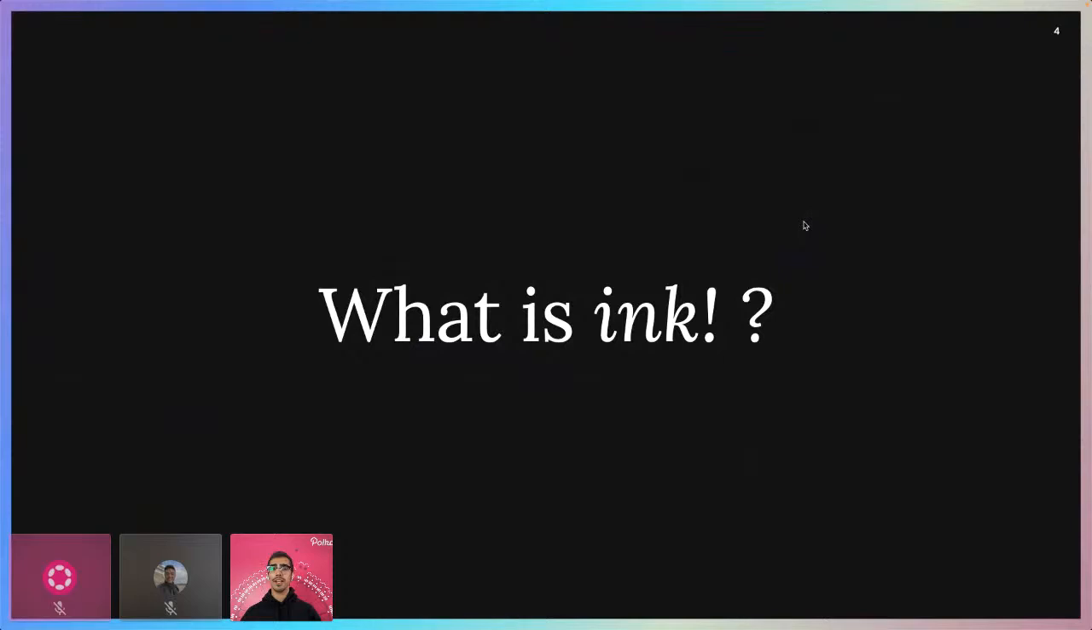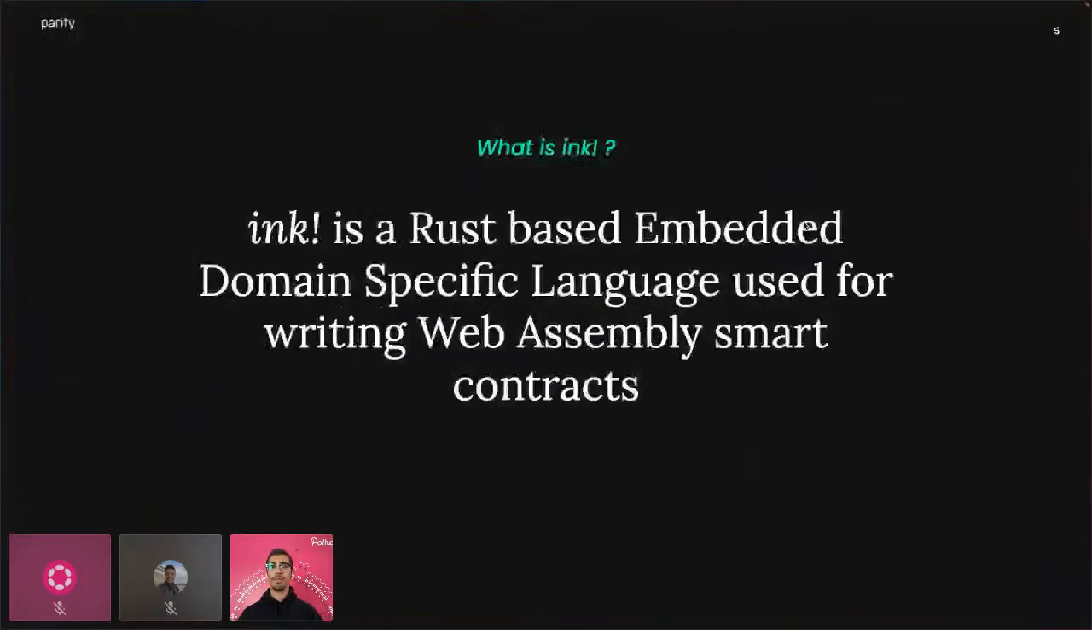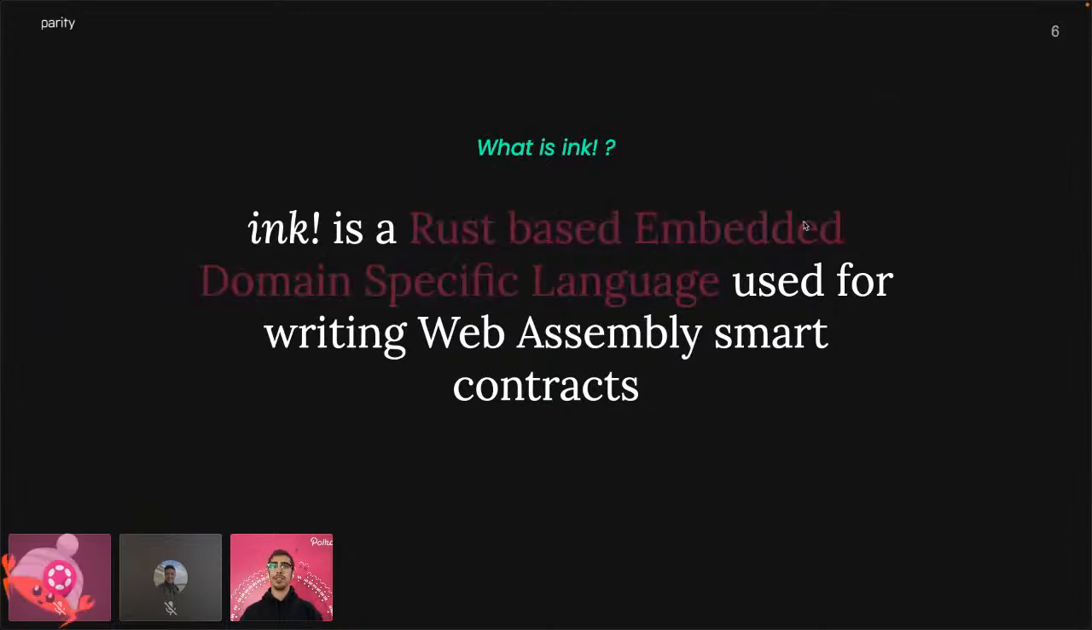All right, so let's get to it. What is Ink? Ink is a Rust-based domain-specific language used for writing WebAssembly smart contracts. And I know this is a lot to unpack, so let's break it down into a couple different sections.